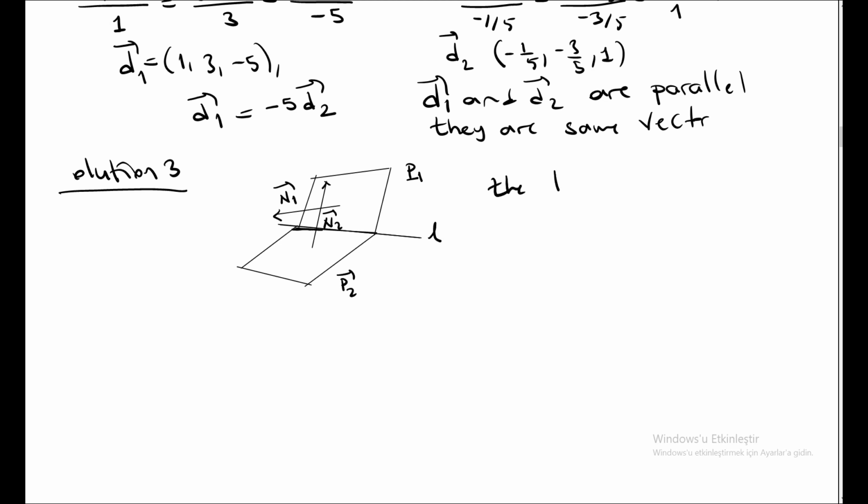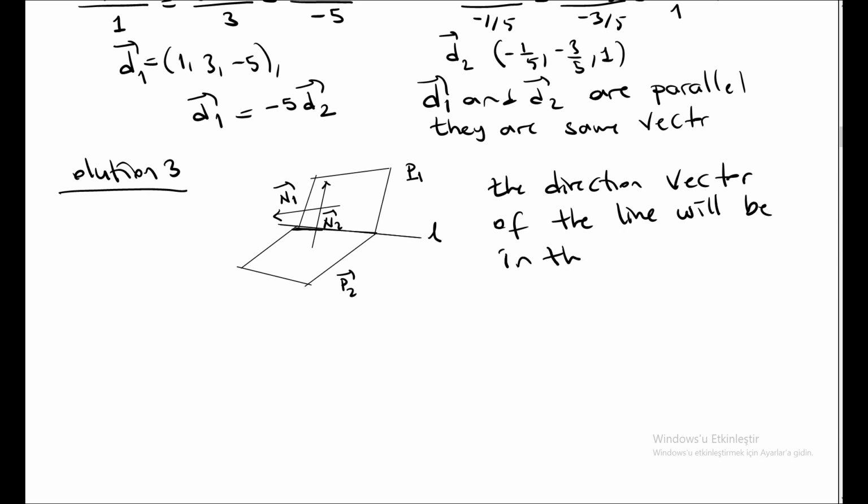So the direction vector of the line will be in the direction of n1 cross product n2. So we can consider D to be n1 cross product n2. Also you can find one point, so that's all, because if we have the direction vector and a point the line is passing through, then we can find the equation of the line.